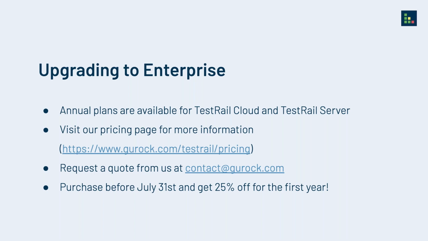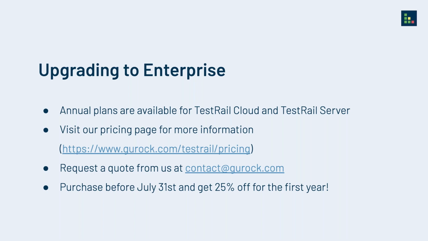Currently, we're also offering a 25% discount for the first year for teams upgrading to Enterprise. Now, this offer is only available for a limited time, and it's available to the 31st of July this year. On top of this, we also have our standard multi-year discount for TestRail Server, and we also have our 1-month discount for TestRail Cloud.